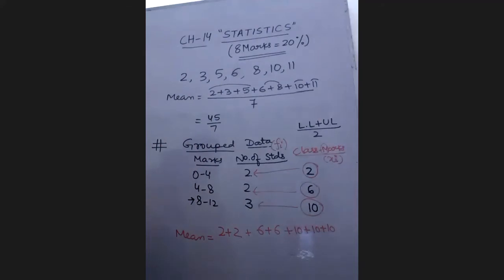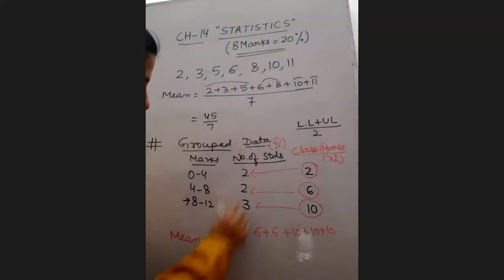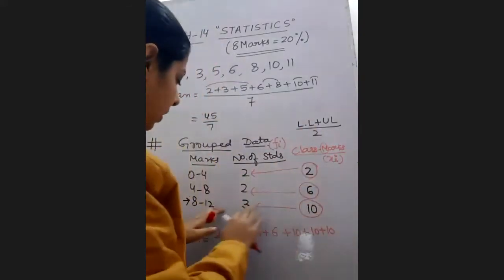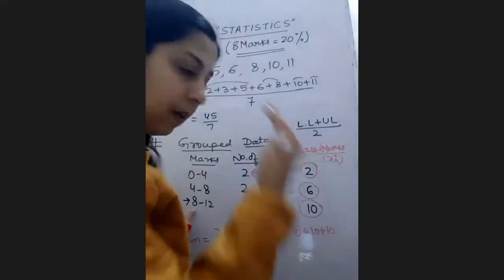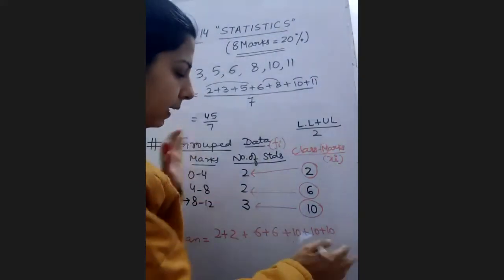Getting it? Getting, हम कर क्या रहे हैं? That is what we have assumed, because मुझे पता नहीं है. I just know there are 3 children scoring between 8 to 12. How to find the mean? I am assuming कि ये तीनों का जो है 10 है. मैंने on an average तीनों को 10 मान दिया.